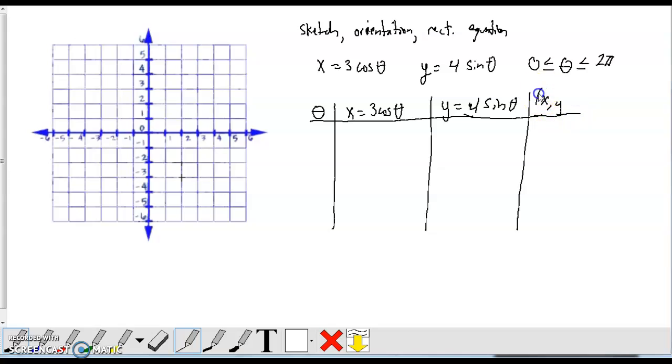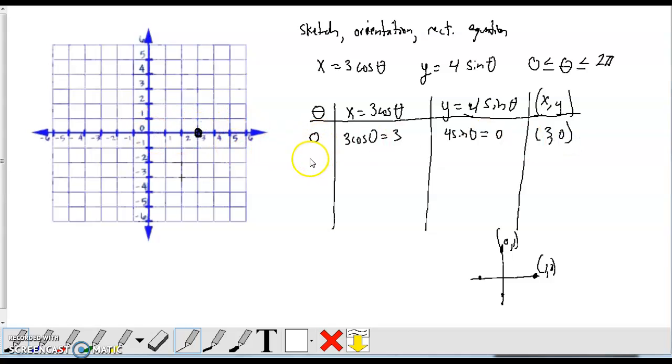Now, let's think about this logically. You could pick any point between 0 and 2 pi, but let's pick points that on our unit circle end up being quadrantal angles, the 1, 0 or the 0, 1. The reason we want to pick those is because at least one of the numbers will be 0 and one of the numbers will be 1. So the first theta I'm going to pick is 0 radians. Cosine of 0 is 1, so 3 times 1 is 3. But the sine of 0 is 0, so this will just be 0. So I'll be at the point 3, 0.